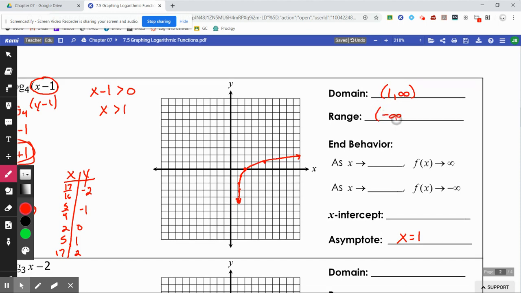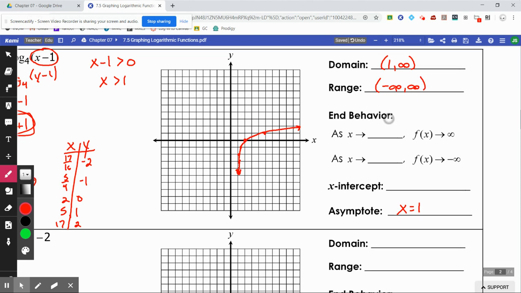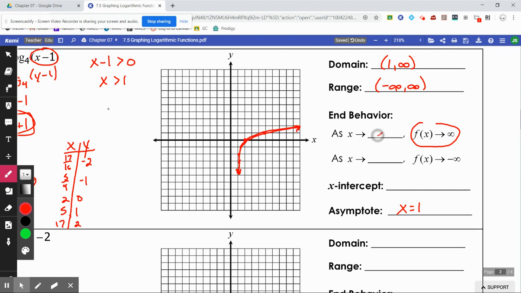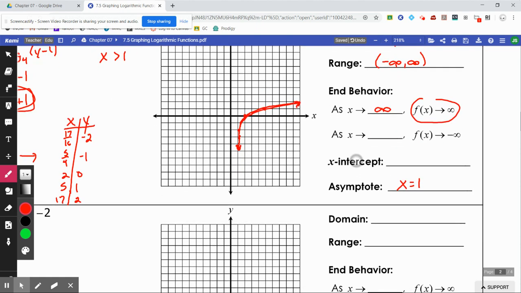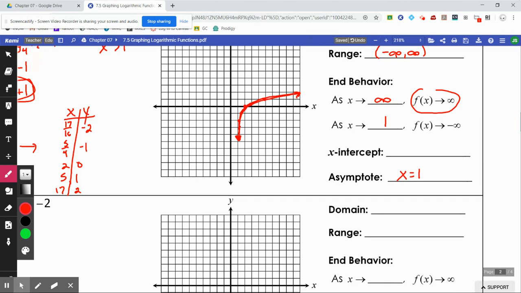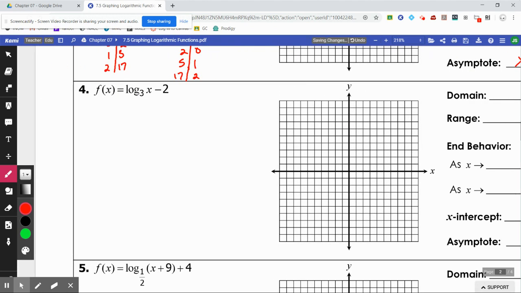My range goes from negative to positive infinity. When does my graph go to infinity? That's as I travel to the right, my graph goes up. So that as x goes to infinity, my y goes to infinity. As x approaches this value of 1, my y value goes to negative infinity. I do have an x-intercept now at 2, 0. Next graph.